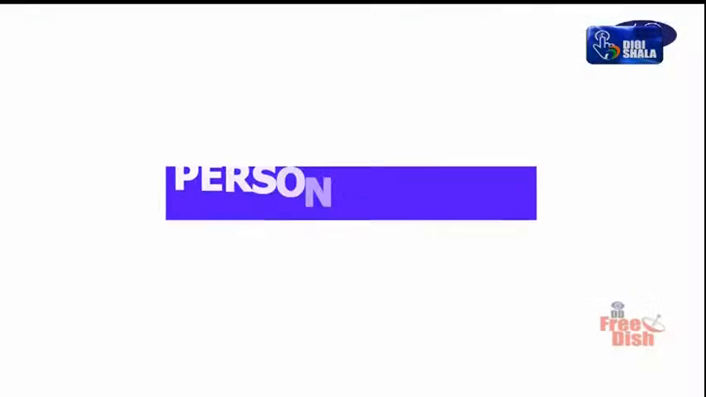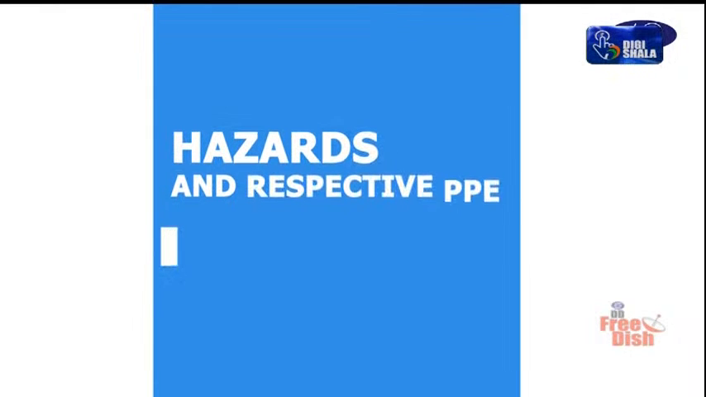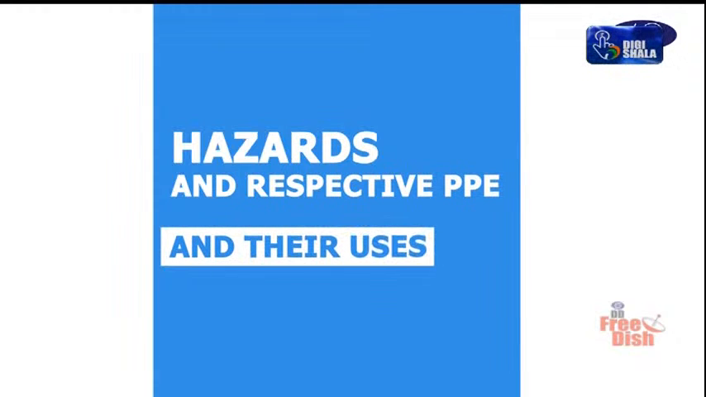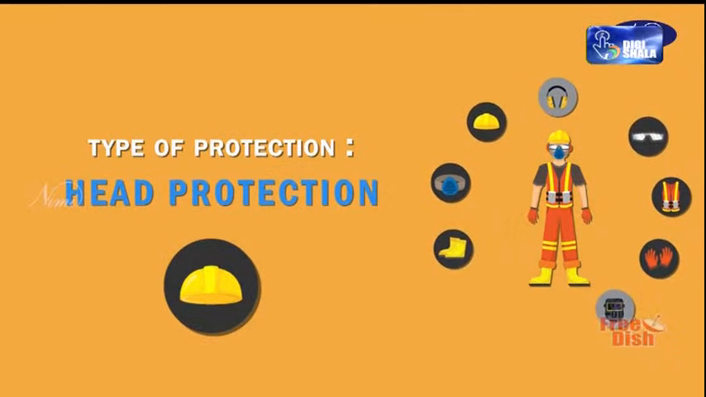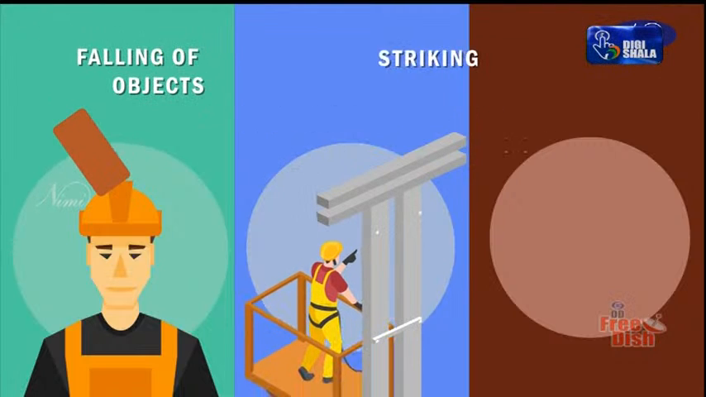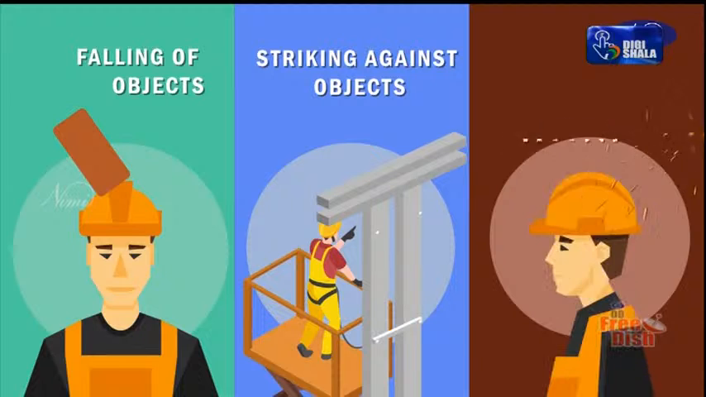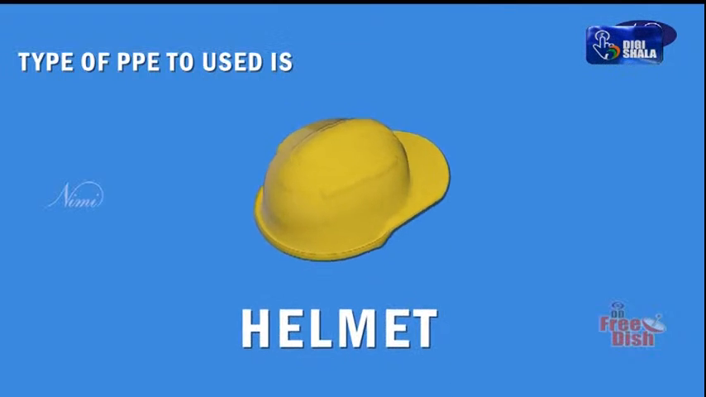Our today's class topic is Personal Protective Equipment, PPEs. Let us see the hazards and the respective personal protective equipment and their uses. Type of protection: head protection. The hazards can be falling objects from height, striking against objects on head or spatter on the head. The type of PPE to be used is a helmet.